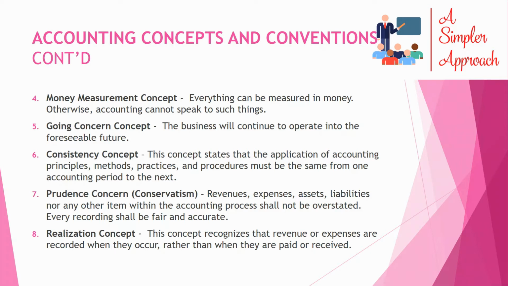So if revenues is estimated or calculated at 1 million, you are supposed to record 1 million. Don't record 1.4 million. That would be overstating what it actually is. Every record must be fair, accurate. Cool. Number 8, the realization concept.